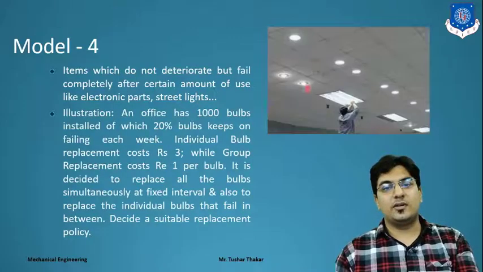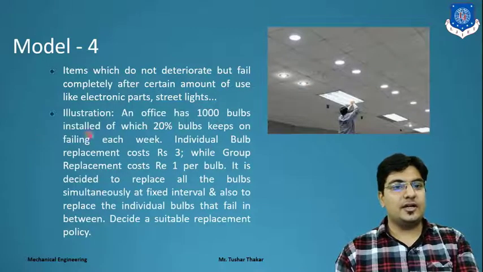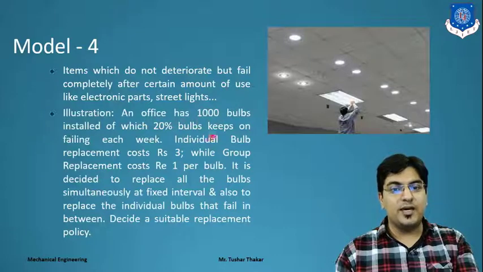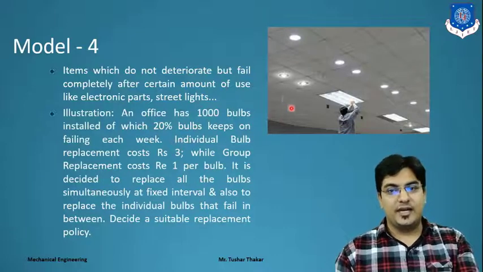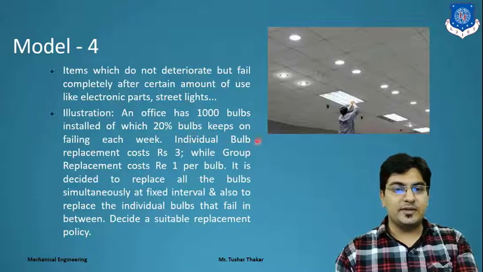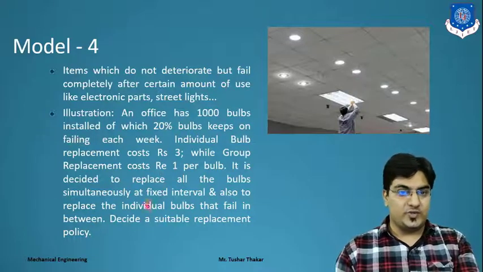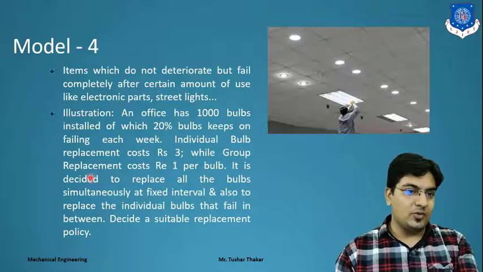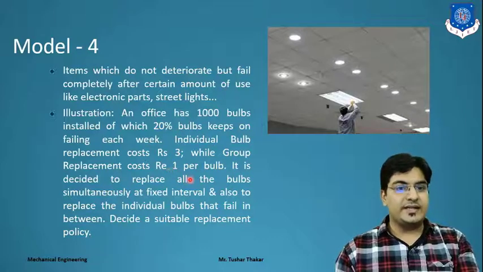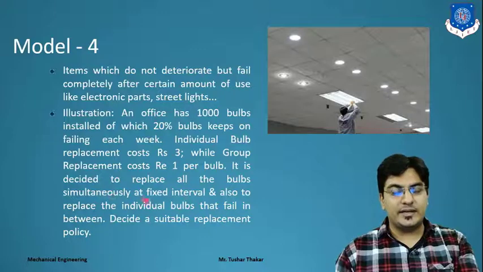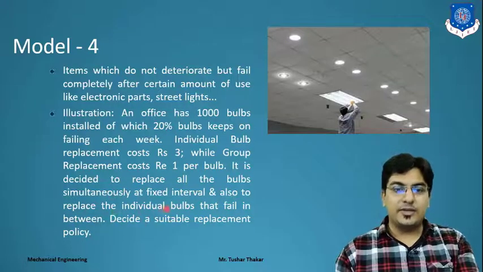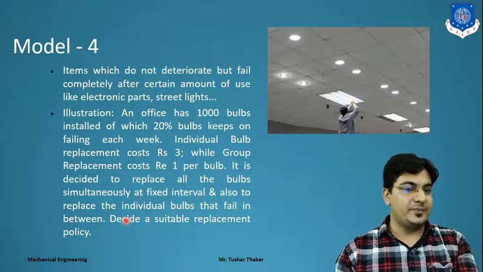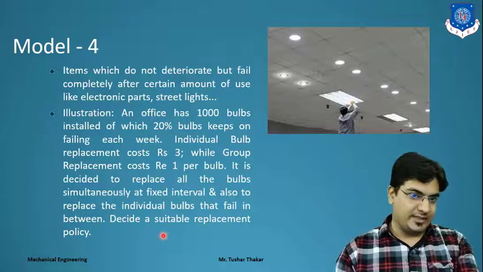So here one office has 1000 bulbs installed, and 20% of the bulbs keep on failing each week, which means out of 1000 bulbs, 20% will fail in each week. And what is the individual bulb cost? That is ₹3, and the group cost is ₹1. So it is decided to replace all the bulbs simultaneously at a fixed interval, and also to replace the individual bulbs that fail in between. Decide the suitable replacement policy.